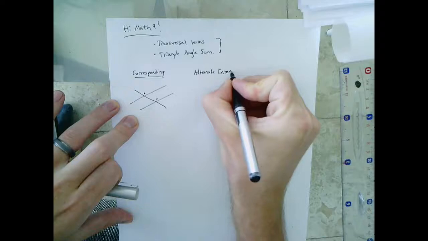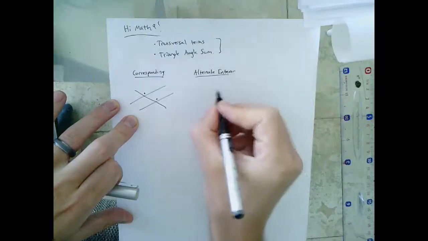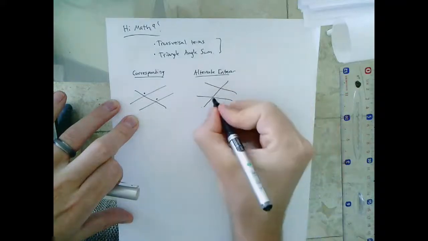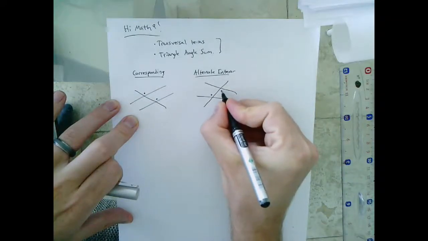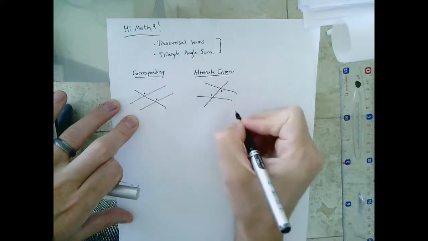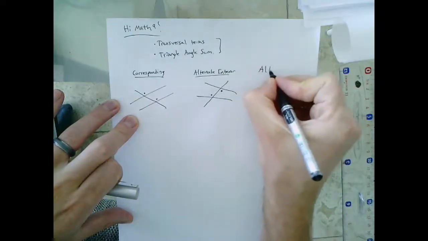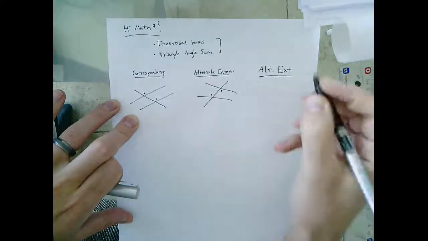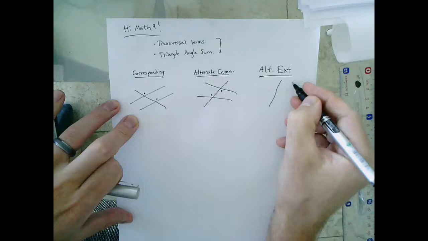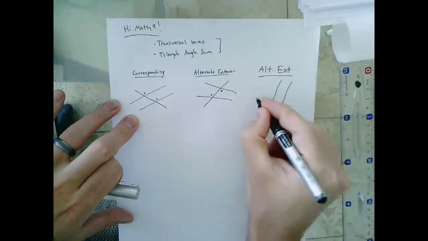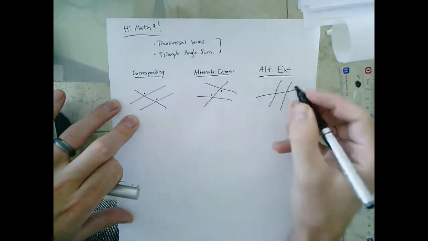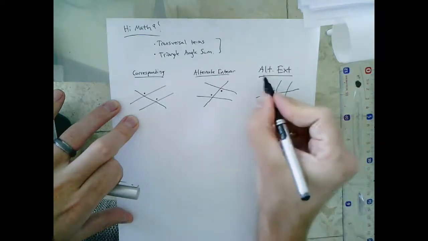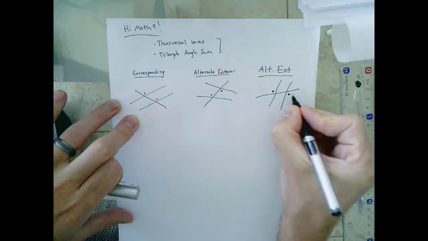If I were to ask you to think about alternate interior angles, you might draw 2 lines and a transversal and then 2 angles on the interior but on different sides of the transversal. If I were to ask you to think about alternate exterior, I'm getting a little lazy here with my words. You could draw 2 lines, a transversal, and then draw 2 angles that are on the outsides of the parallel lines and on alternate sides of the transversal right here.